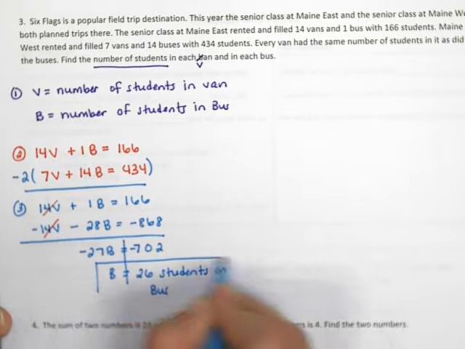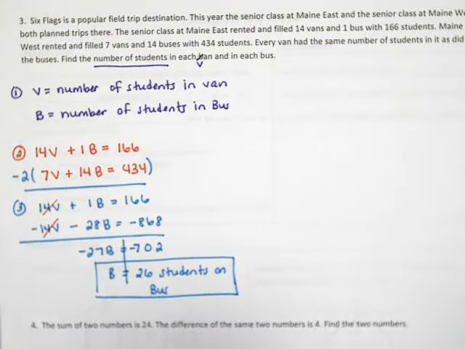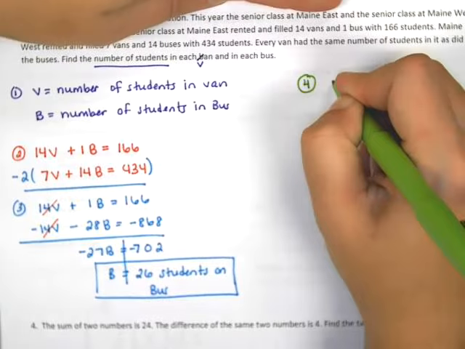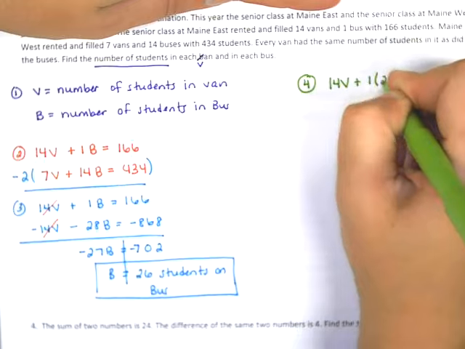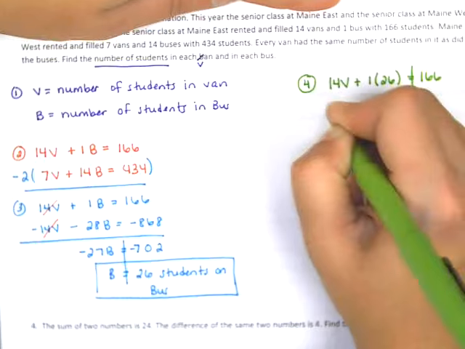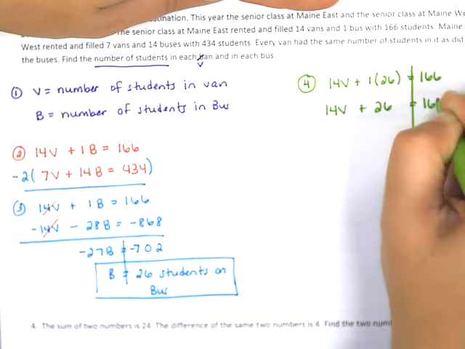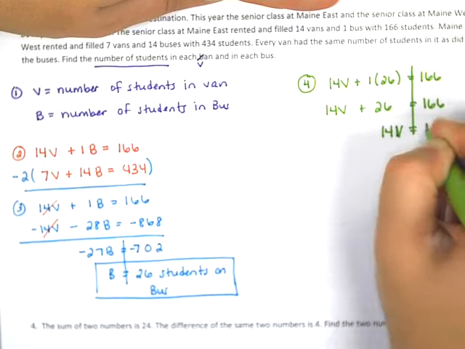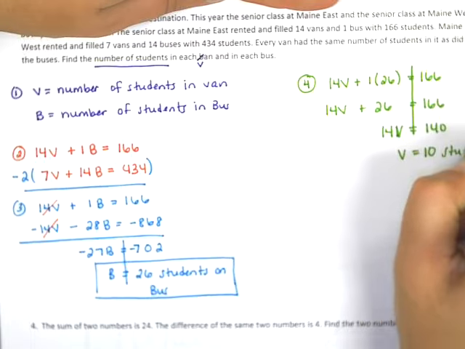Now, in order to figure out how many students fit in a van, I'm going to take that number and plug it back into one of the original equations. So I'm going to have 14V plus 1 times 26 equals 166. So 14V plus 26 equals 166, which means 14V equals 140, so V equals 10 students in a van.